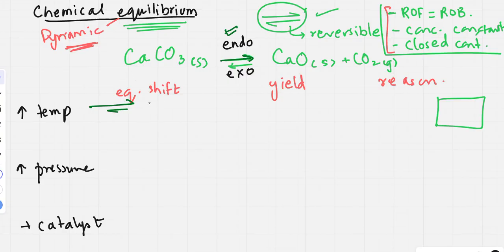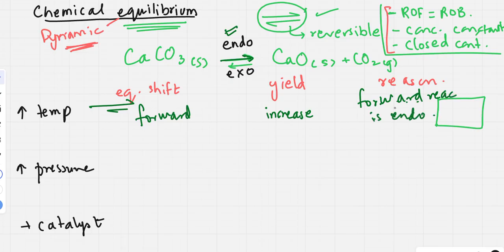As a result, the equilibrium would shift forward and the yield will increase. Why is that so? Because the forward reaction is endothermic. You would write about it. I'm not writing it all out as it will take time, so I'm just saying the forward reaction is endothermic, due to which the forward reaction is favored more.